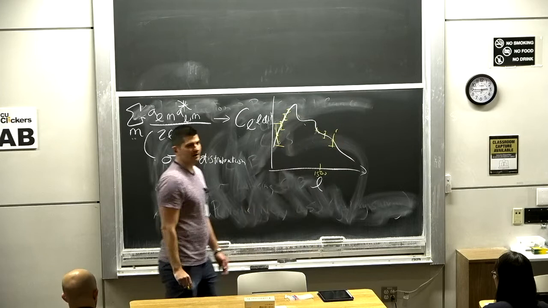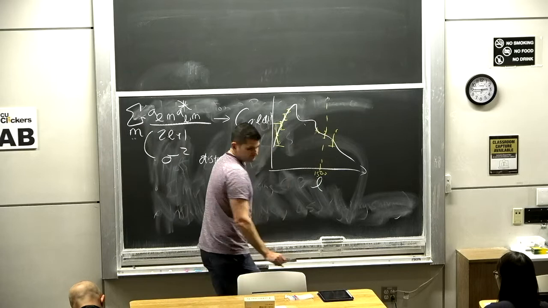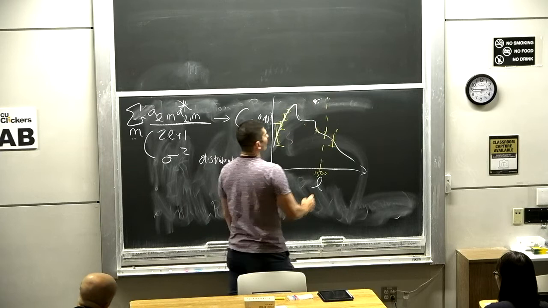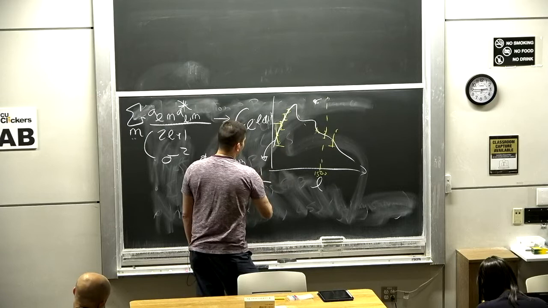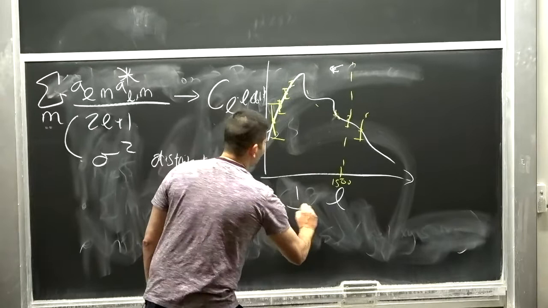Something like this, okay? Up until about here, on this side, the size of these error bars is just 1 over the square root of the number of spherical harmonics, so the number of m's, which is the same as 1 over the square root of 2l plus 1.